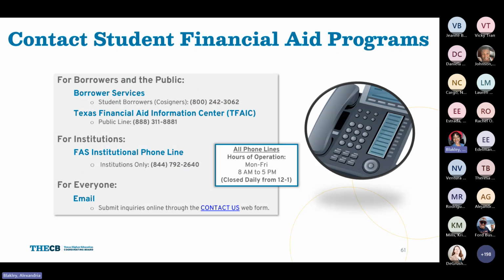Institutions also have their own dedicated line to contact us. And as an alternative, all parties mentioned can email us by submitting inquiries online through our Contact Us web form. This form is available on all three of our websites, which is the College for All Texans website, HH Loans, and highered.texas.gov.